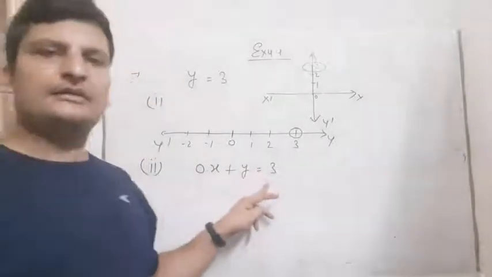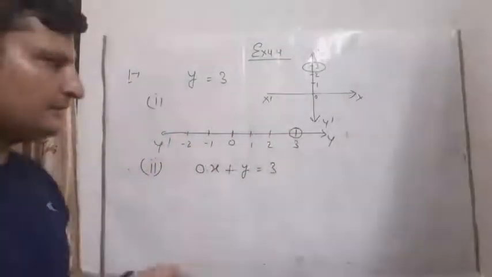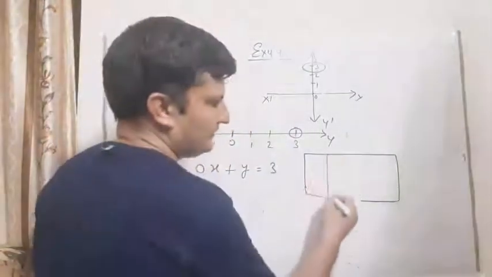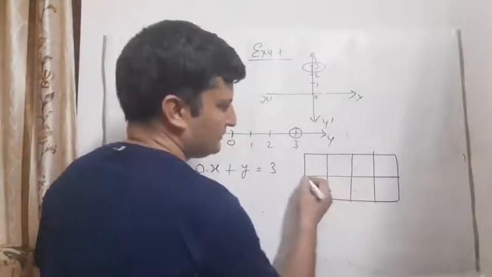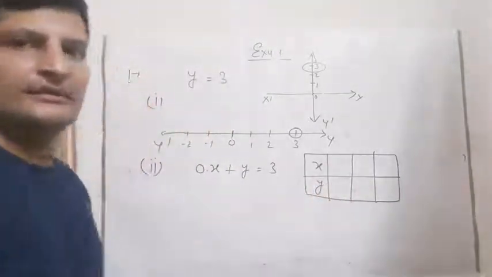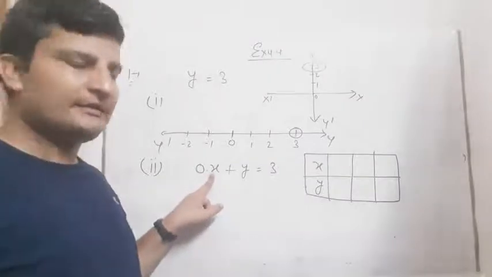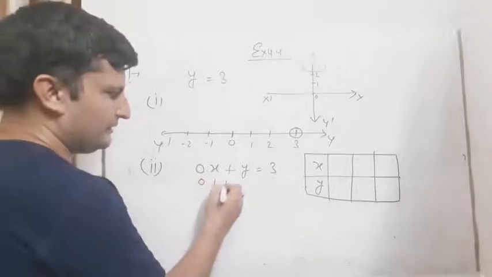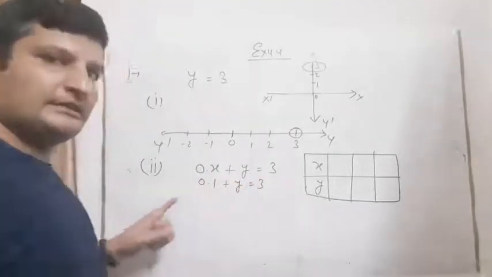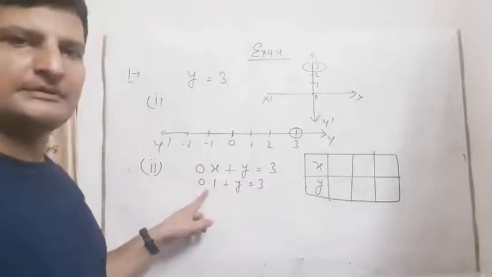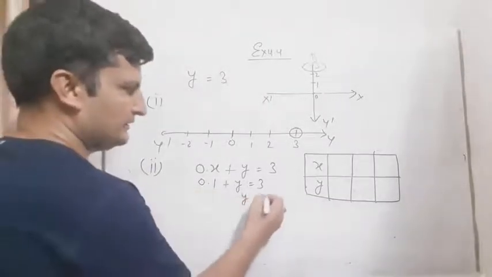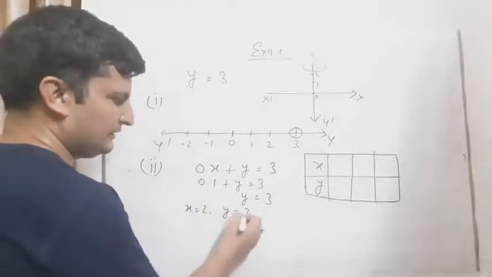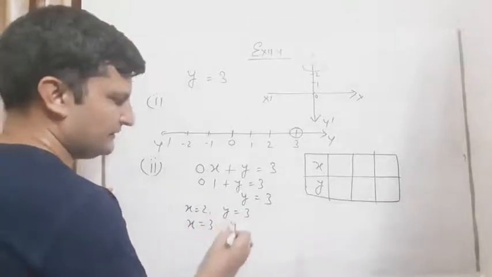Now we have to represent it in the geometrical form. How can we solve it? You have to draw a table as we have done earlier in the previous questions. This is x, this is y. Now students, put the value of x here. Suppose we put 1 in place of x. What will we get? Suppose I am writing 0 into 1 plus y is equal to 3. It means, see, any number you multiply by 0, what will be the answer? The answer will be 0. So y is equal to 3. Similarly, if I put x is equal to 2, then you will get y is equal to 3. If I put x is equal to 3, then you will get y is equal to 3.